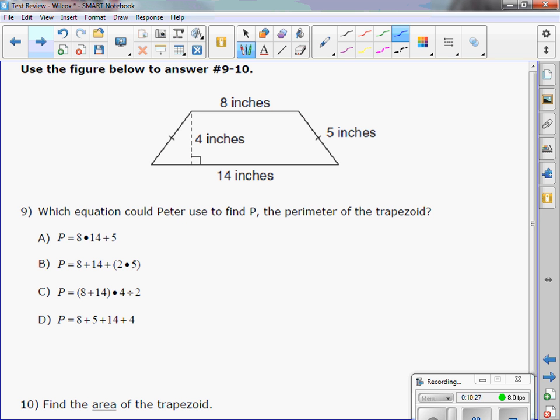All right, which equation could Peter use to find P, the perimeter of the trapezoid? Remember, perimeter is the distance all the way around. I see this congruent mark, 5 inches, which means the left side must be 5 inches. So perimeter would be my distance around.